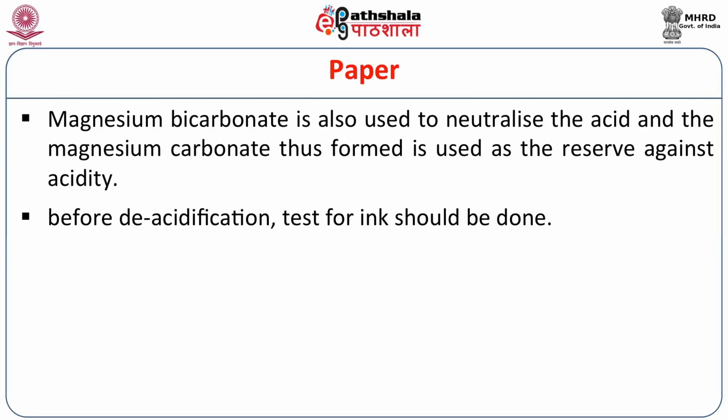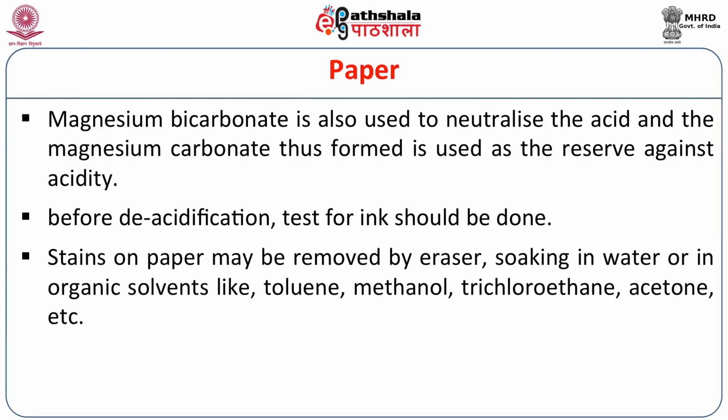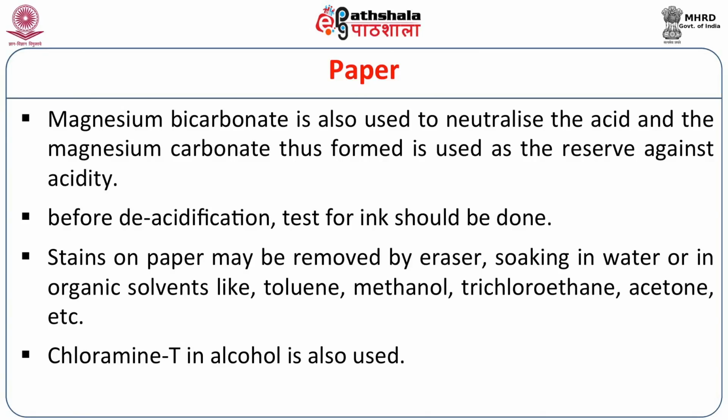Before de-acidification, the stain that is present on the paper should be properly tested. Stains on paper may be removed by eraser, soaking in water or in organic solvents like toluene, methanol, trichloroethane, acetone, etc. Chloramine in alcohol is also a good chemical for this.